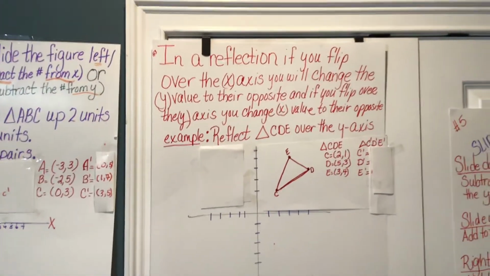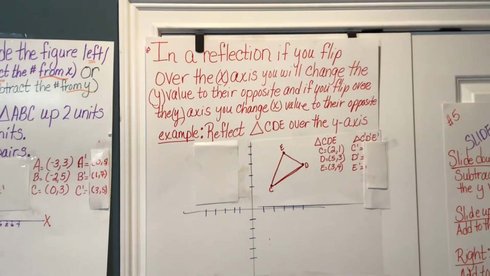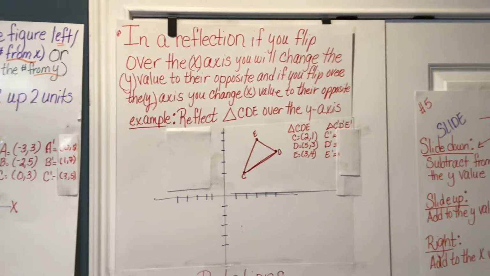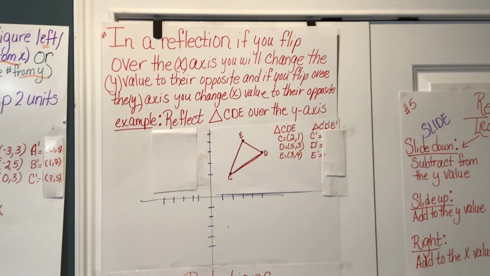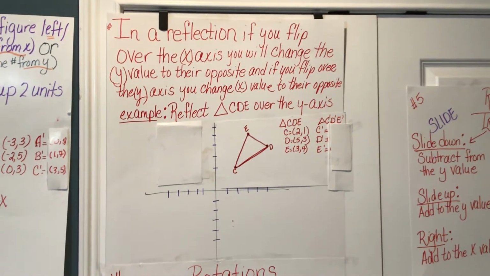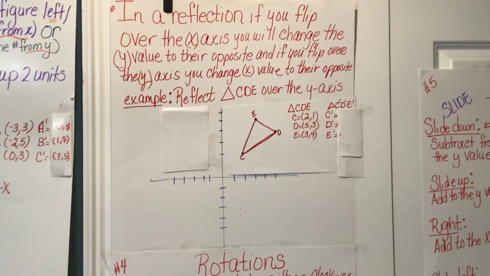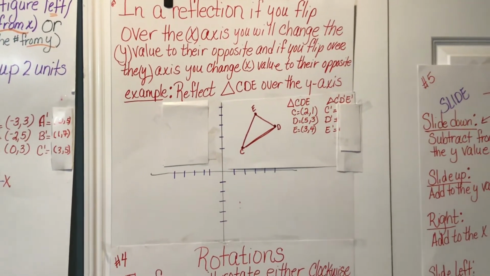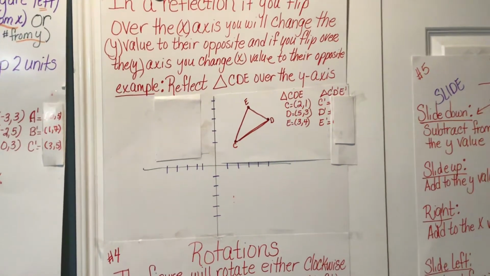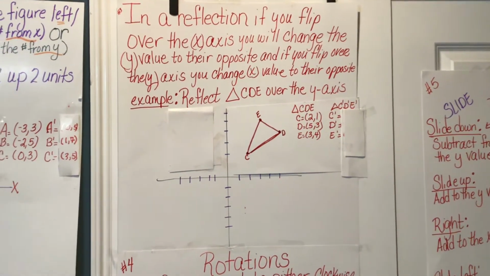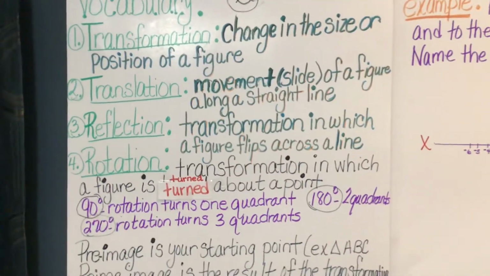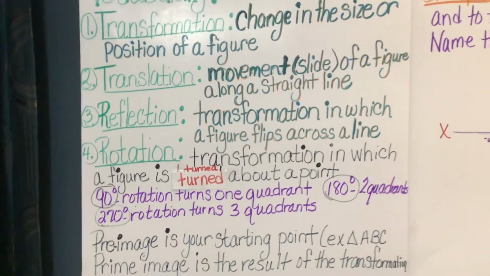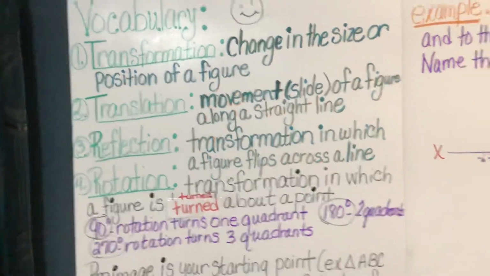Now, in a reflection, if you flip over the x-axis, you will change the y value to their opposite. And if you flip over the y-axis, you change the x value to their opposite. So let's take a look at this example. We're going to look at triangle CDE, and over the y-axis, that is the example. So we're going to do a reflection. Remember, I told you that a reflection is a transformation in which a figure flips across a line. So don't forget the vocabulary.